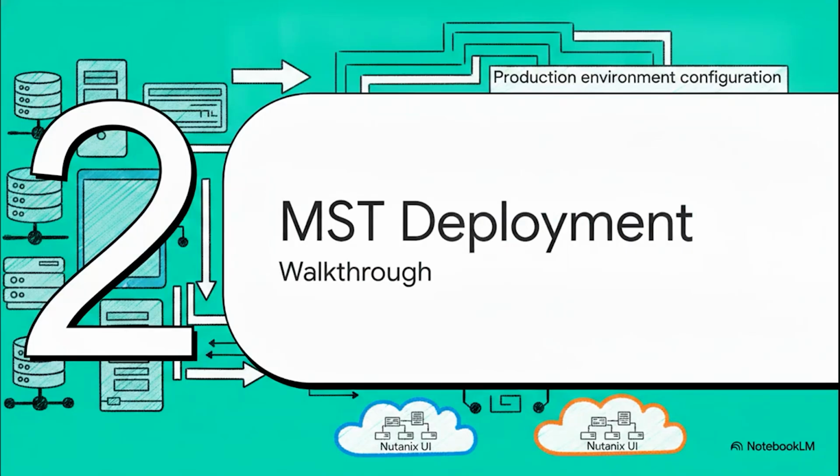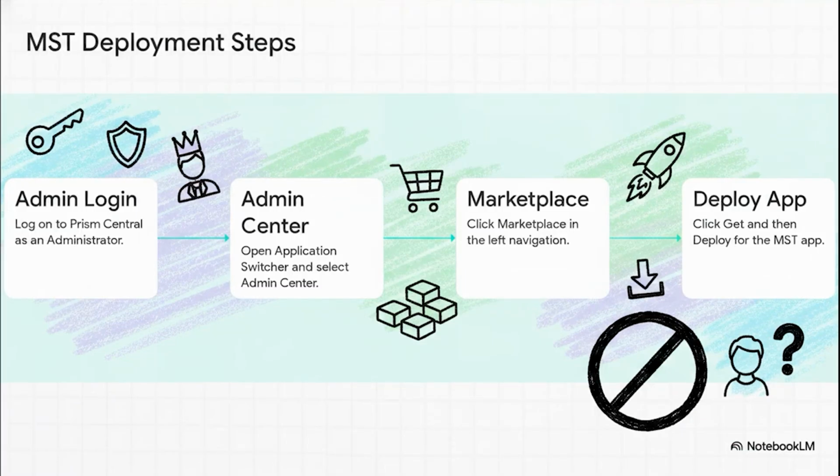Okay, moving on to Section 2, MST deployment and walkthrough. Let's talk about actually deploying MST in a production environment. A huge thing to note for version 7.5, it is now done exclusively through the Nutanix marketplace. Gone are the old days of OSM-based methods, messing with YAML templates or CLI commands. It's way easier now. You just log into Prism Central, open the admin center, click Marketplace, and deploy the app.